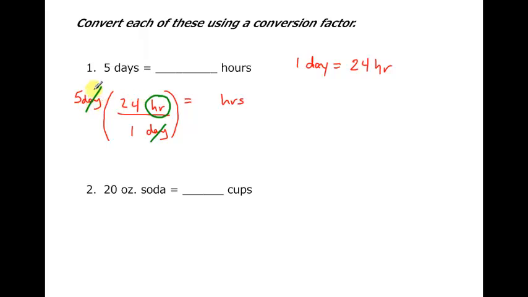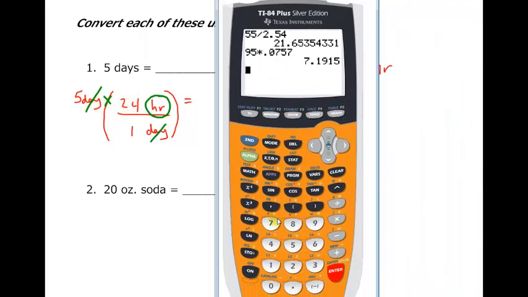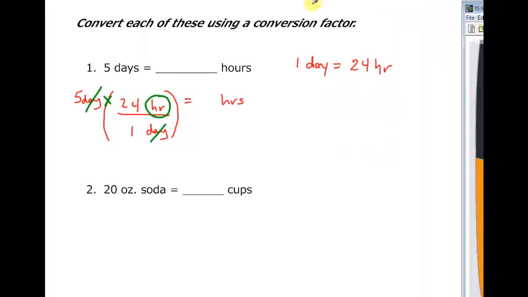And so this calculation is just going to be 5 times 24. Any numbers across the top just multiply together. So grab a calculator for that. And 5 times 24 is giving me 120. So we've got 120 hours for 5 days.